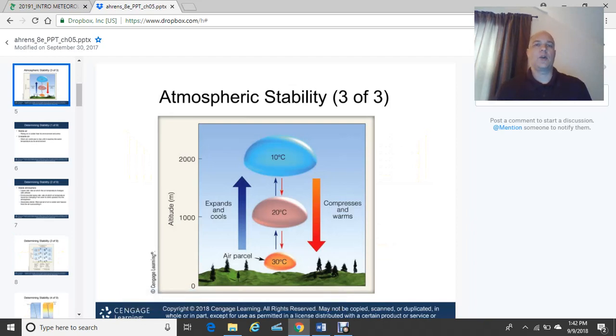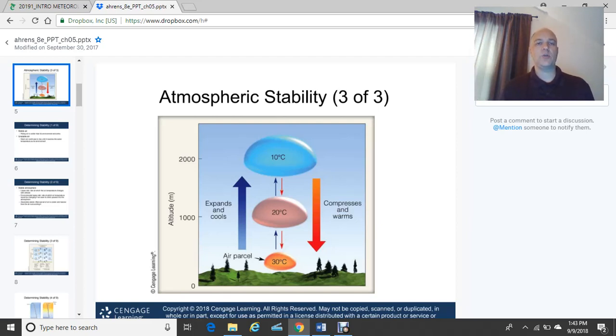Now, in order to determine stability in the atmosphere, if we have that little tiny invisible air parcel, if I am going to cause the air parcel to rise or to sink, again, as an air parcel rises, it expands and cools. That's indicated here on the diagram on the left. And it compresses and warms. You see that red arrow with the down arrow there on the right. That's compressing and warming air parcels.